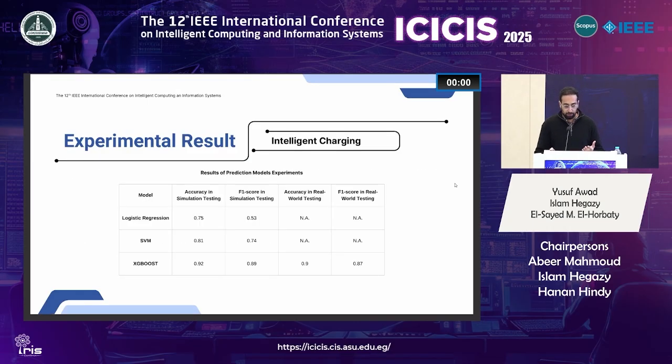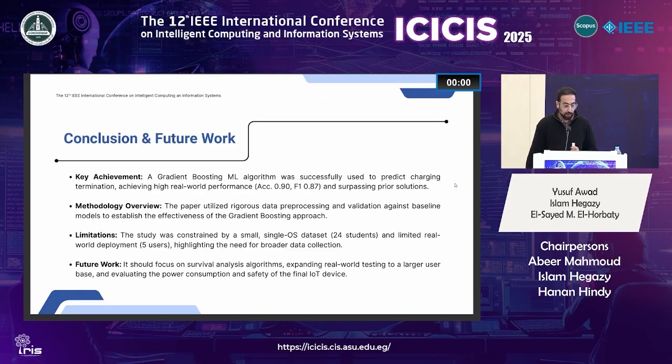So this is a summary of the algorithms and their accuracy and F1 score. And of course, we only deployed XGBoost as we had a limited amount of resources and costs. So that's why we chose to try only one model, and the one model that achieved the highest accuracy and F1 score was chosen. Okay, so the key achievement: a gradient boosting ML algorithm was successfully used to predict a charging session termination, achieving accuracy of 0.1 and F1 score of 0.87.